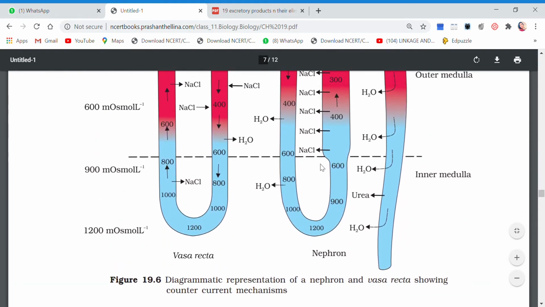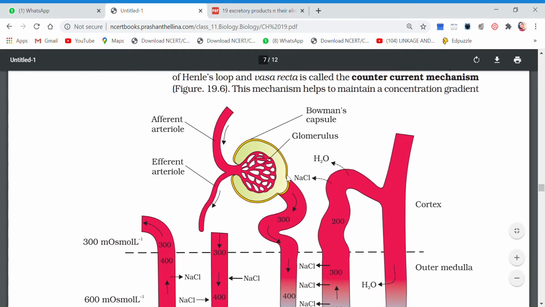Now you see, if there is a difference in the concentration, things will get transported, right? If urea becomes very high here, what will happen? Urea will come out. If NaCl becomes very high here, what will happen? NaCl will come out and this will be given then to here, and from here it will be again transported to the interstitial fluid. So a counter current mechanism is there.